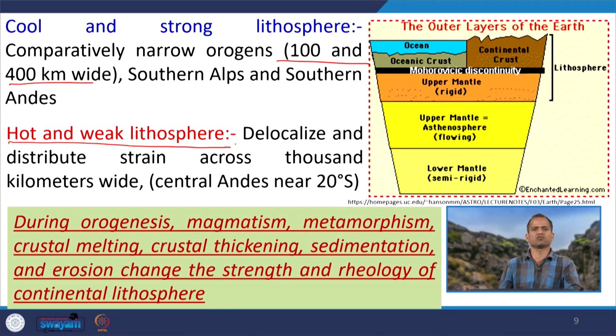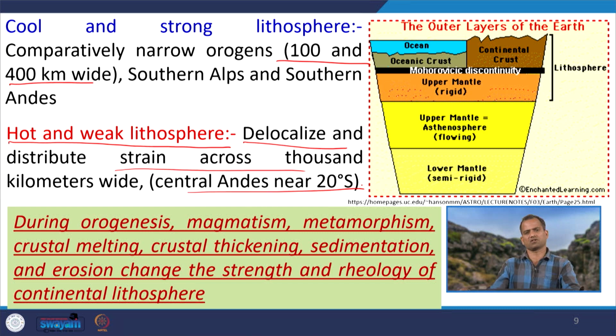But in contrast, we have a hot and weak lithosphere. This delocalizes the deformation and distributes the strain to a wide area, like the central Andes, which is around thousands of kilometers. So, in a lithosphere which is cool and rigid, we have a narrow mountain system. However, if the lithosphere involved here is weak and hot, then we will get a wide mountain system in this area.